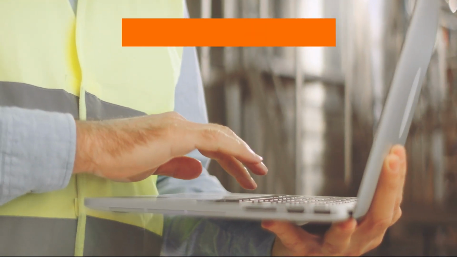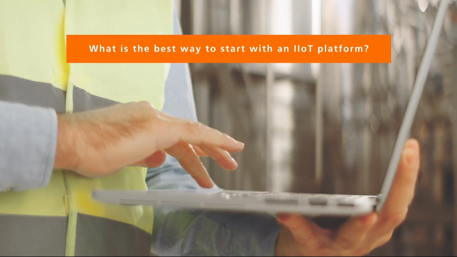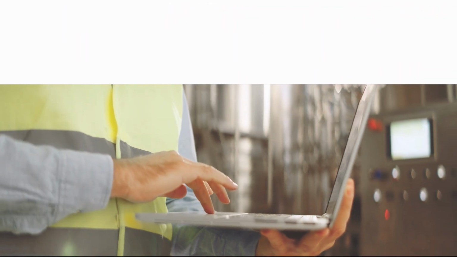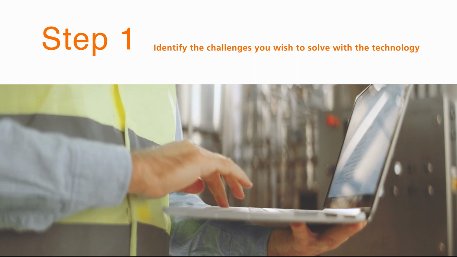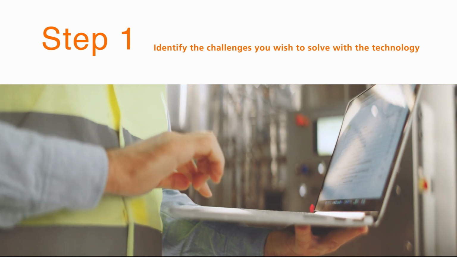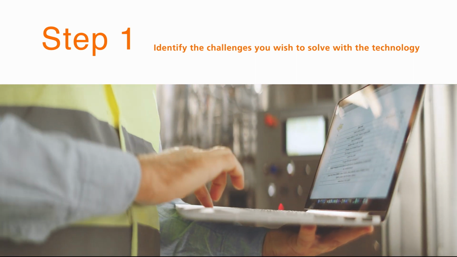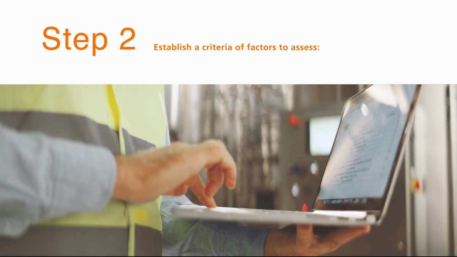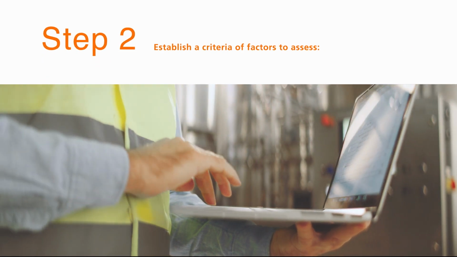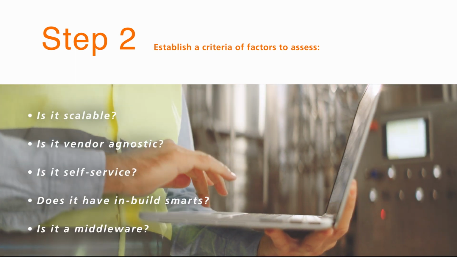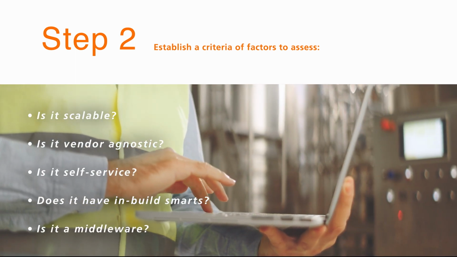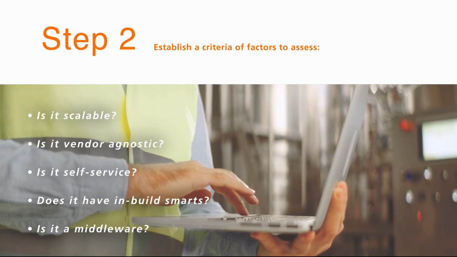So what is the best way to start with an industrial IoT platform? The first step for the reliability engineer is to identify specific challenges that you wish to solve before you select the platform. Next, establish a criteria of factors to assess the platform's suitability, such as its scalability, whether it is vendor agnostic, self-service, and has inbuilt smarts.